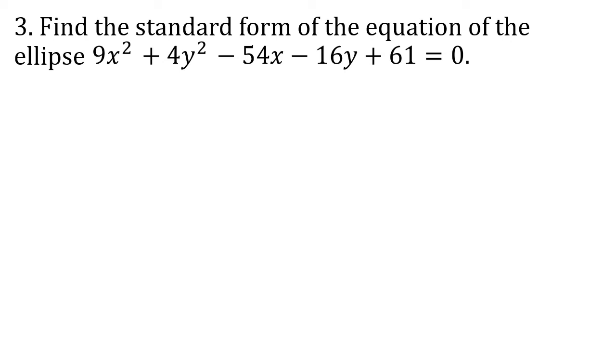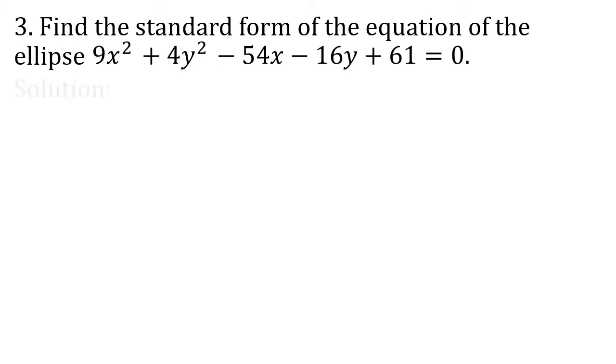For example number 3, find the standard form of the equation of the ellipse 9x squared plus 4y squared minus 54x minus 16y plus 61 equals 0. Let me read it again. 9x squared plus 4y squared minus 54x minus 16y plus 61 equals 0. So here, the general form of the equation of the ellipse is given. So now we're going to express it in standard form.